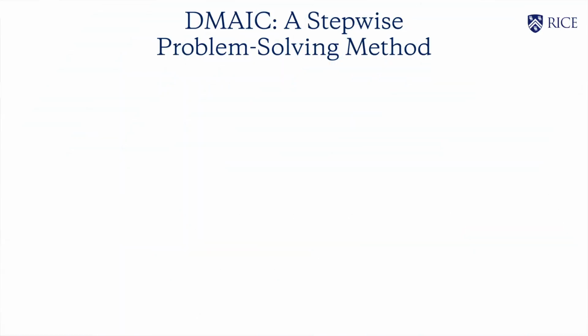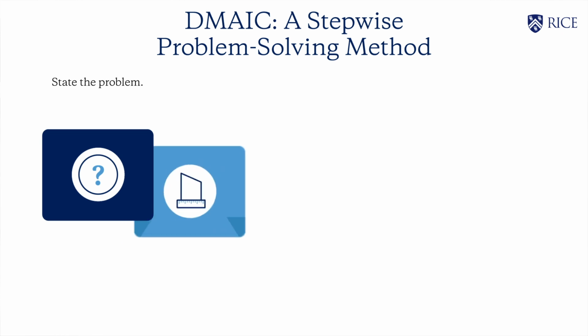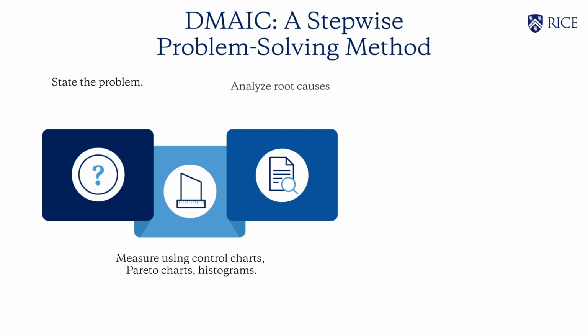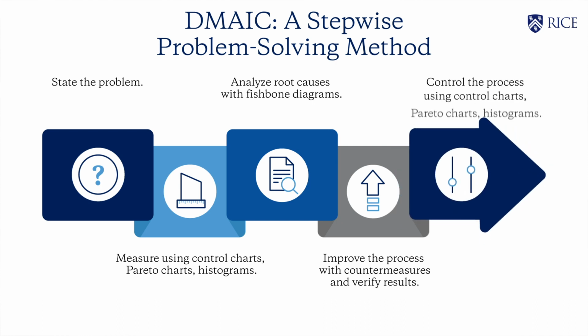The 6 sigma approach uses a stepwise problem-solving method referred to as DMAIC, D-M-A-I-C. The steps are as follows. You define the problem. You measure using a control chart, Pareto chart, or a histogram. You analyze root causes, perhaps with fishbone diagrams. You improve the process with countermeasures and verify the results. And lastly, you control the process using control charts, Pareto charts, or a histogram.